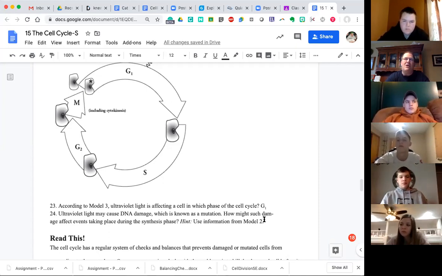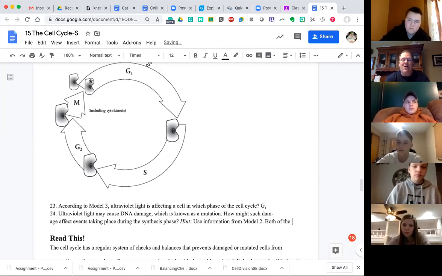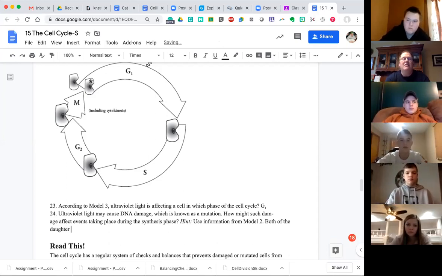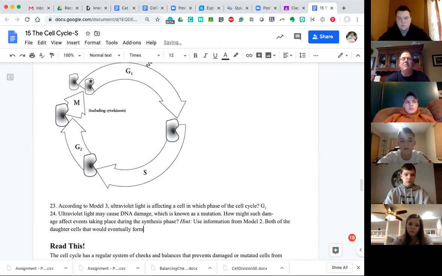Yeah, and it might try to go through mitosis correctly, but even if it did, we could say here both of the daughter cells that would eventually form could have the mutation. So we damage the DNA in synthesis, and then we pass that on to the new cells.